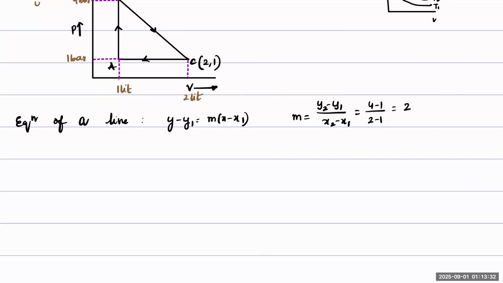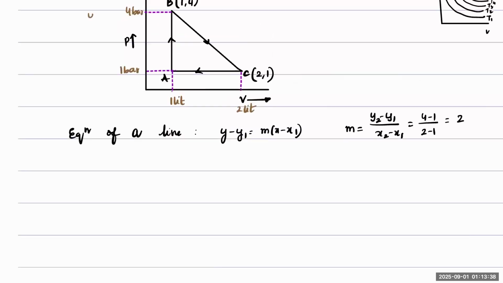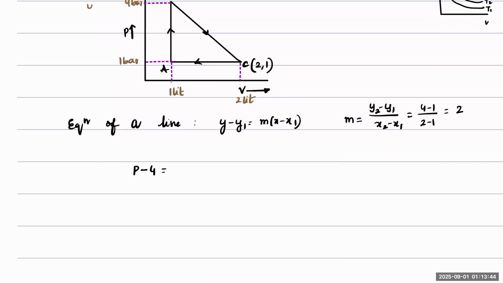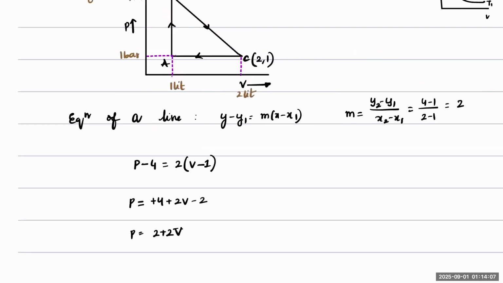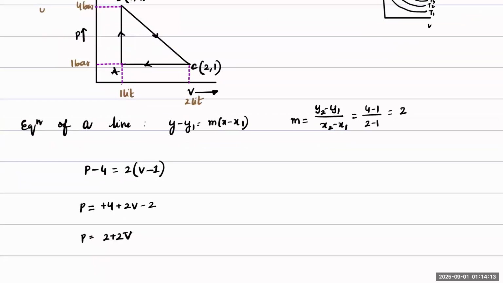Clear? Now tell me, once we got these values, what is y? y is actually a pressure term. So P minus P1. Let us write this P1 as 4. That is equal to 2 times V minus 1. Okay. So what are we getting? P is equal to 4 plus 2V minus 2. Right? So P is equal to 2 plus 2V. Okay, I think I'm getting something wrong. One second. The slope should be 3, right? Sorry, slope should be 3.